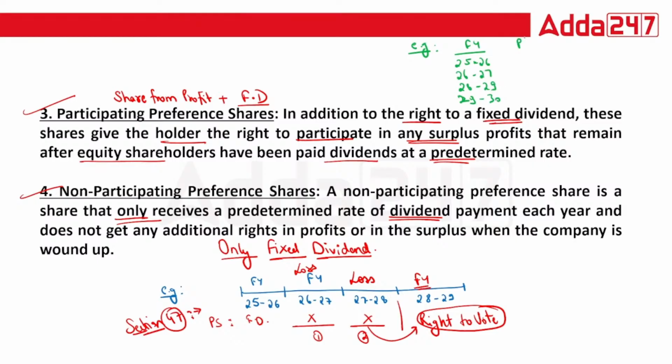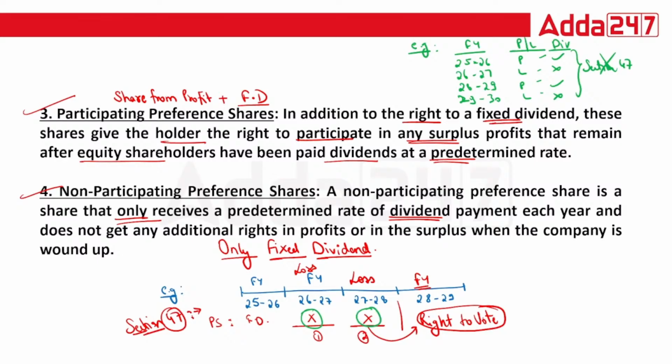Let's talk about profit or losses. Company incurred profit, company incurred losses, company incurred profit, company incurred losses. If the company incurs in this manner, so dividend will be paid in the first year, not in the second year, third year, not in the fourth year. Then section 47 will not be applicable. Why? Because here your losses are not in a continuous manner. Your losses need to be in a continuous manner, like 2 consecutive years.